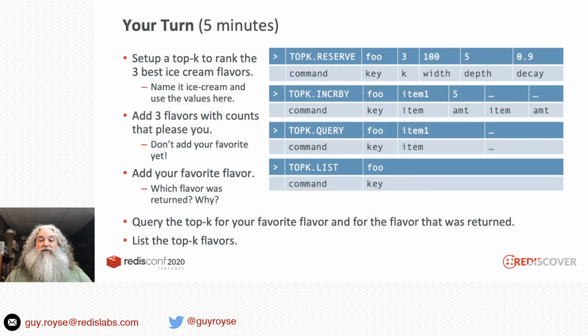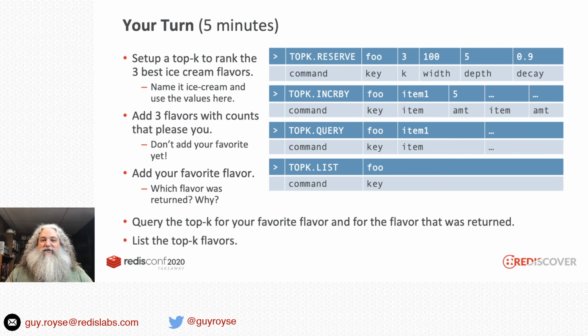So it's your turn to do the exercise. This is the last exercise we have. Set up a top K to rank the 3 best flavors of ice cream. In my mind, that's pistachio, black cherry, and butter pecan. Your mileage may vary. Name an ice cream, give it a width of 100, a depth of 5, a decay of 0.9, and a K of 3. Add 3 flavors that you like. Set the counts wherever you want. But don't add your favorite.